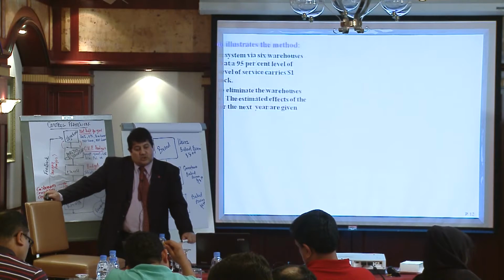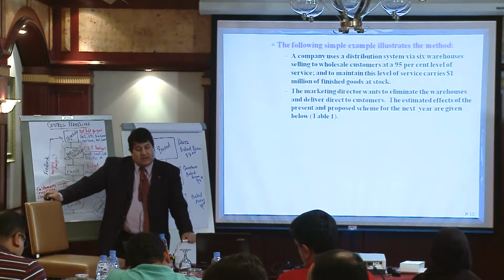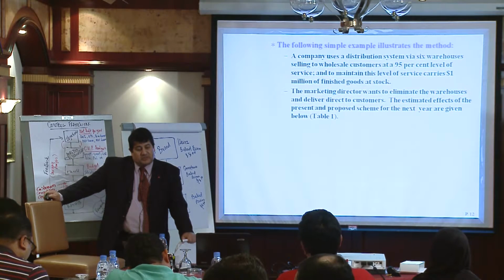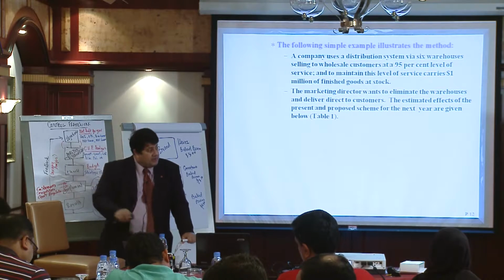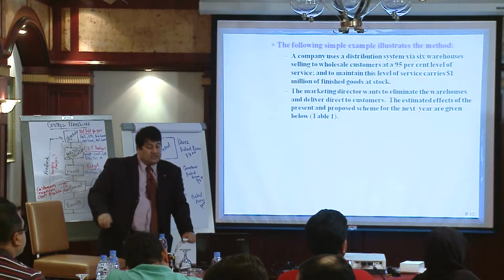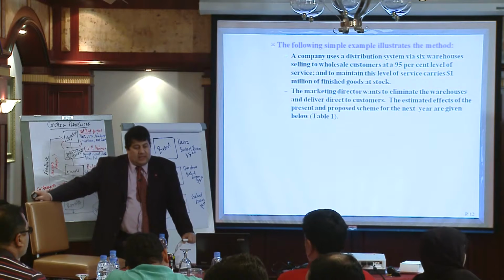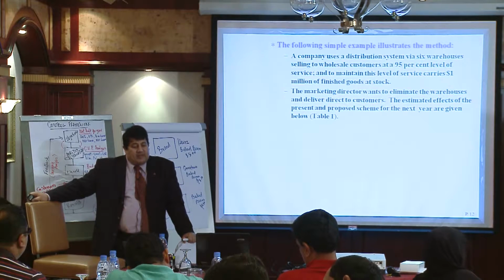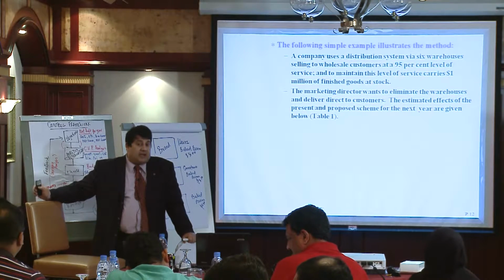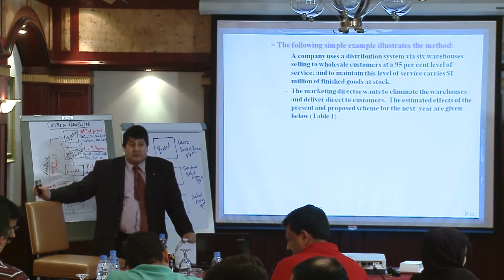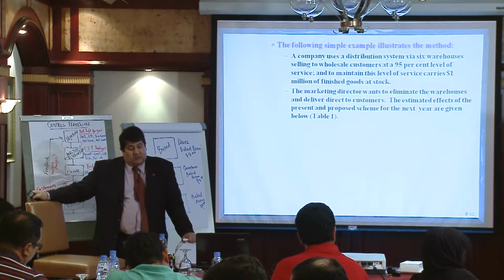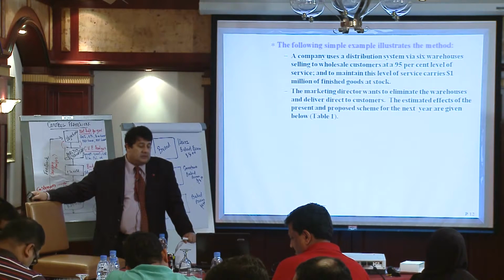So you are told that a company uses the distribution system via 6 warehouses. So in my diagram, I have only 4, but it has 6 warehouses. And to maintain a 95% level of service, that means 95% of the time the product is available. And to maintain this level of service carries 1 million of finished goods stock.